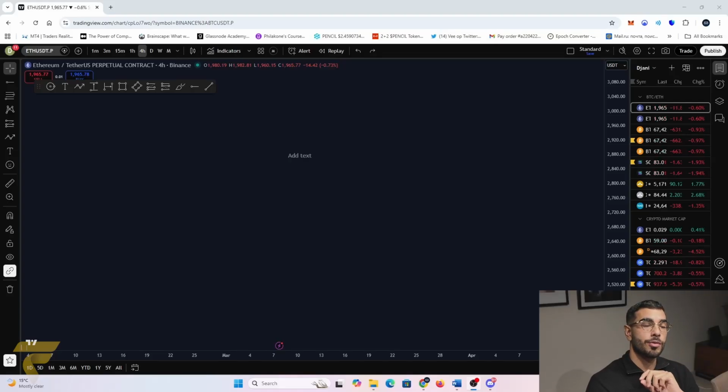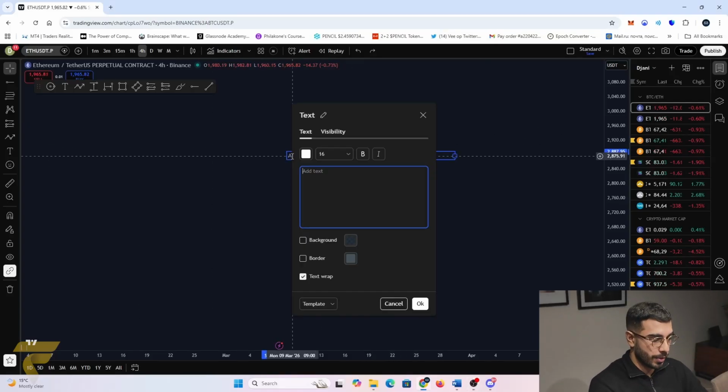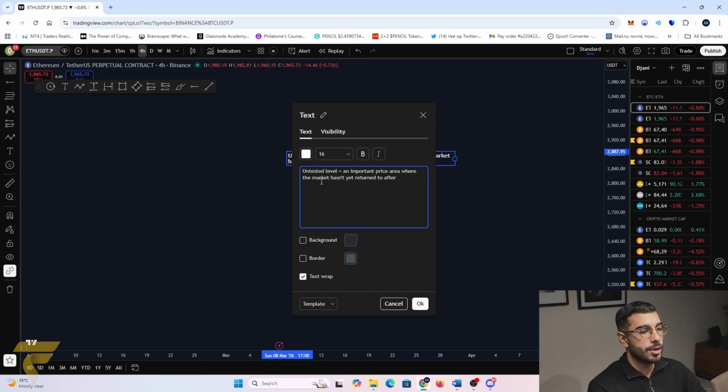The next core concept of price action is an untested level. And this shouldn't be too difficult or rocket science-ish. An untested level is pretty much an important price area where the market hasn't yet returned to after breaking through it. Okay, and of course an untested level can be formed on the way down or on the way up, and on all sorts of markets, it's universal. So it's not crypto specific, literally it works for pretty much everything.